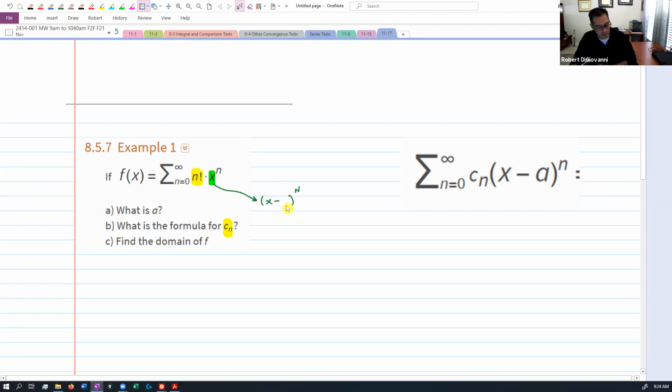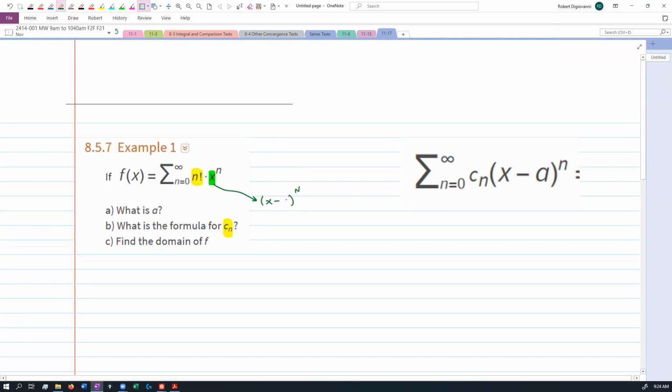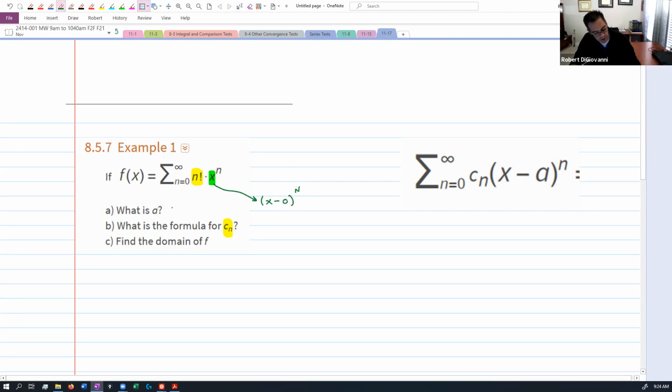What has to be there? 0. Yeah, 0. So a is 0. If you ever just see x to the n, then a is 0, all right? Understand? Here a is 0, and c sub n is the n factorial.